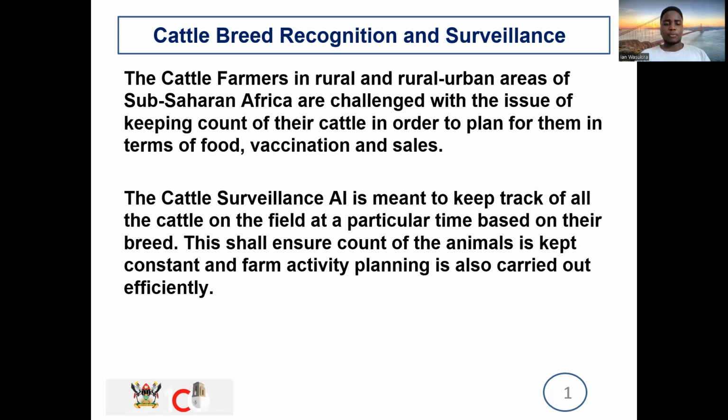This brings me to a point where we can apply AI to solve this problem. This AI is meant to keep track of the cattle on the field at a particular time based on their breed. This shall ensure that the count of the animals is kept constant and the farm activity is carried out efficiently.